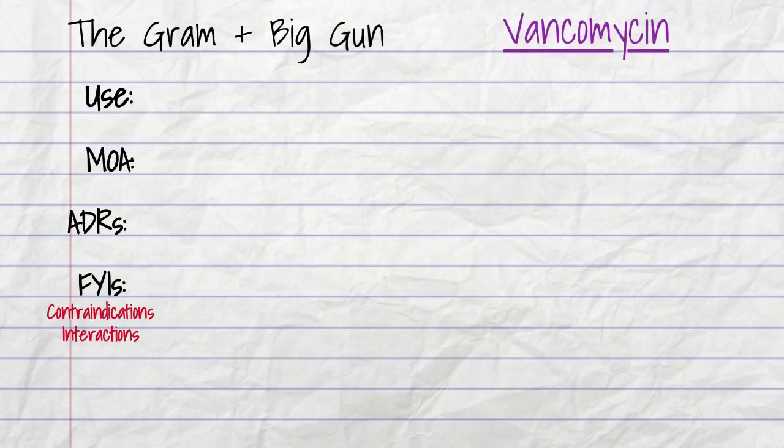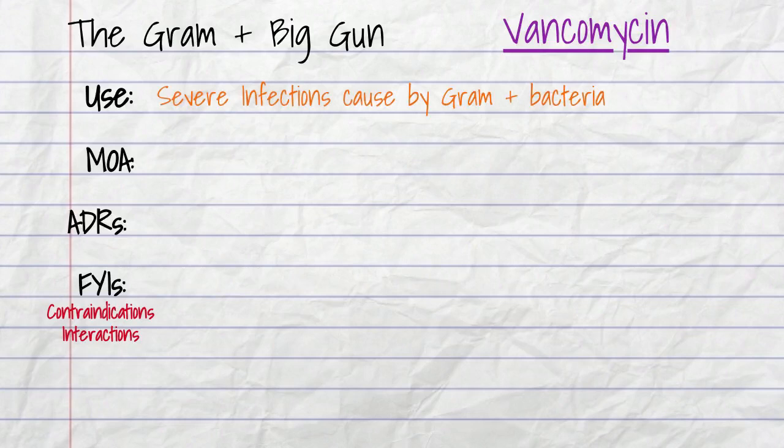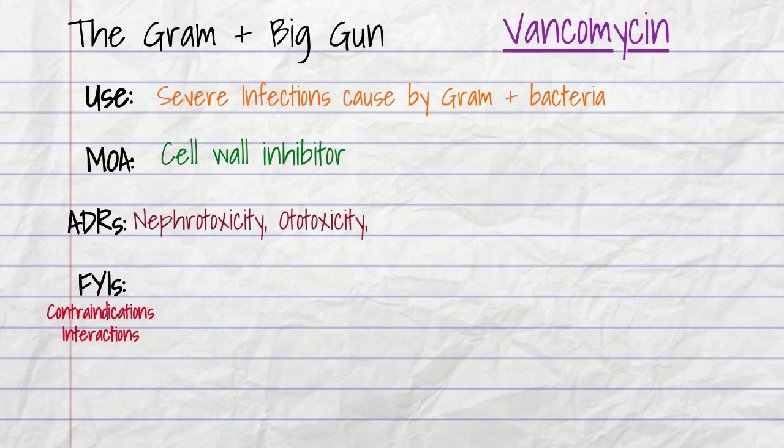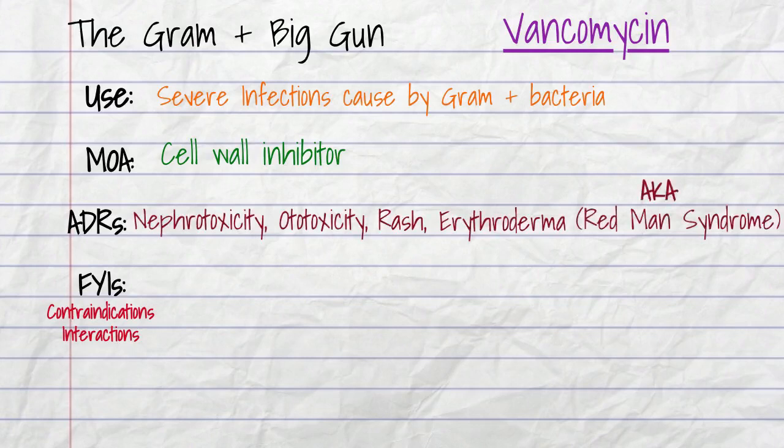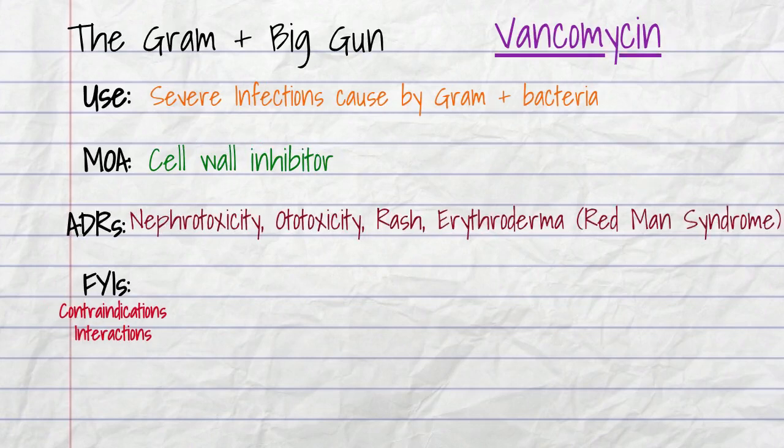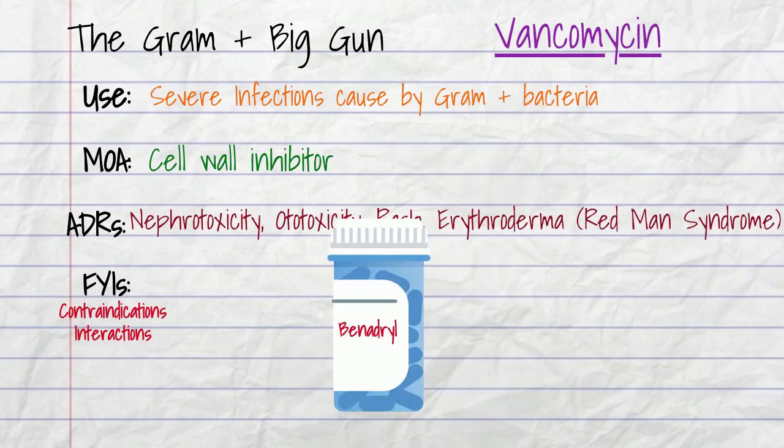Vancomycin is an antibiotic reserved for severe infections where gram-positive pathogens are suspected. Vancomycin prevents bacterial growth by inhibiting bacterial cell wall formation. Adverse effects can include nephrotoxicity, ototoxicity, rashes, and a skin phenomenon called erythroderma. Severity of erythroderma can be minimized by pretreating with the antihistamine diphenhydramine.